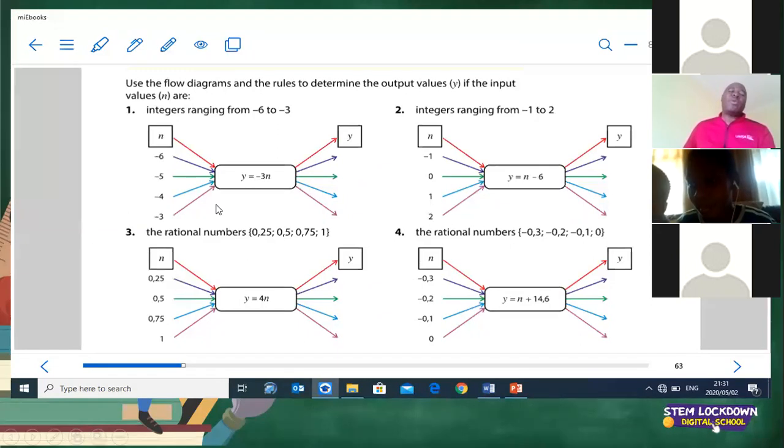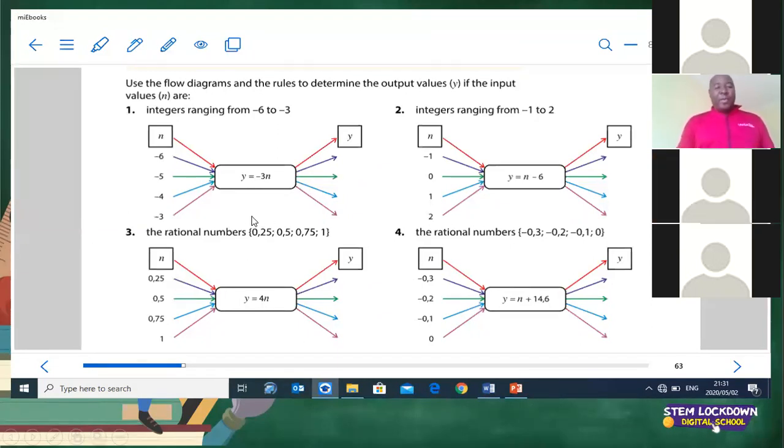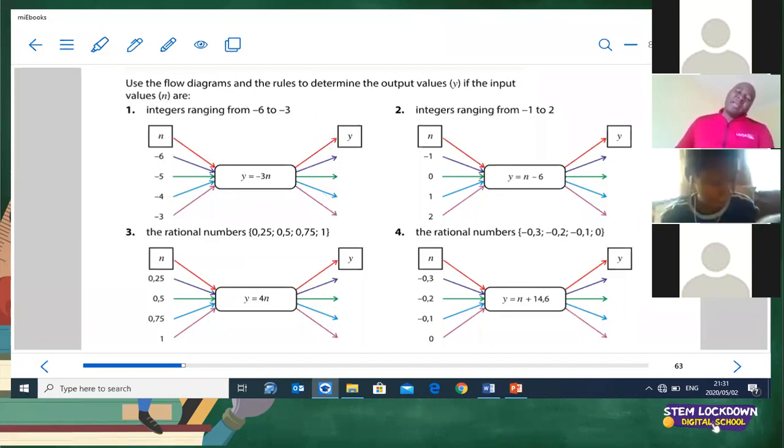We are still coming to a phase where you will be given the input and the output, and you will be required to find the rule. But at this point, you are given the rule, the input, as well as the rule, and you must be able to find the output. And remember that this can be represented also in table form. You can write this in table form, apart from this particular picture of a flow diagram.